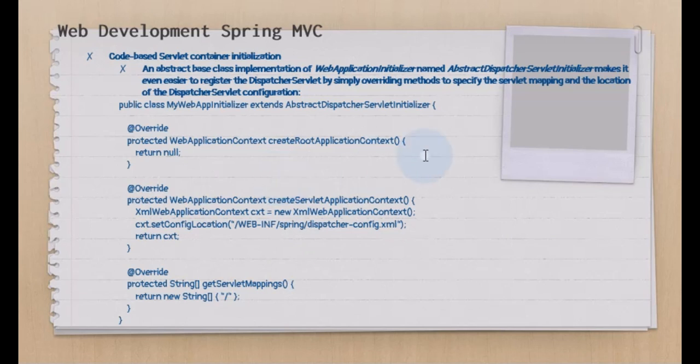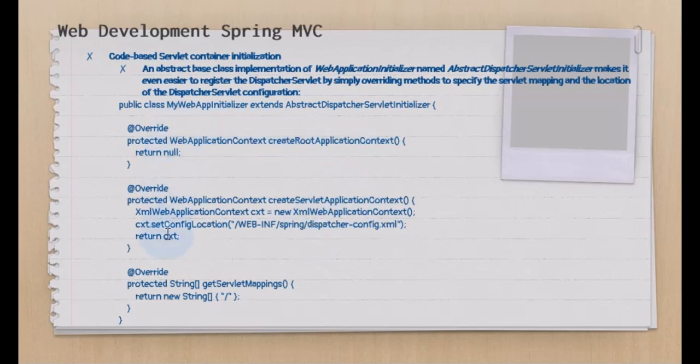Instead of implementing the web application initializer ourselves, Spring has given us an abstract implementation of the same, known as the AbstractDispatcherServletInitializer. This abstract class makes it even easier to register the dispatcher servlet by simply overriding the methods to specify the servlet mapping and the location of the dispatcher servlet.